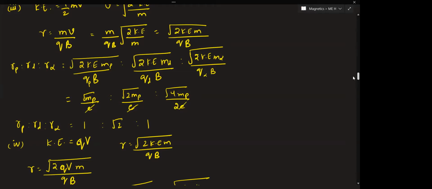Ma'am, shouldn't it be MP, then 2MD, then 4M alpha? In the third one, ma'am? Like root, third one. Yeah, it is root MP whole root, right? Then 2MP whole root again. Shouldn't it be 2MD whole root? This one, this part.